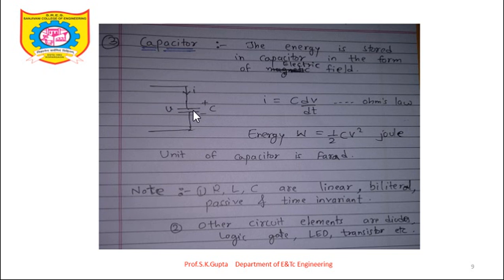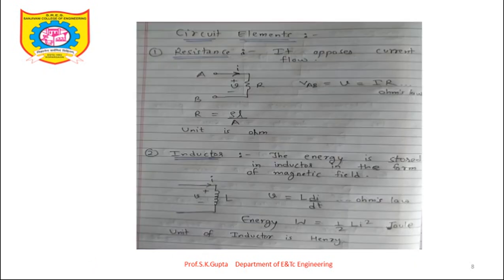Other circuit elements are diodes and logic gates. These are the other circuit elements, but they are not important for our subject. For our subject, the important circuit elements are resistance, inductor, and capacitor.